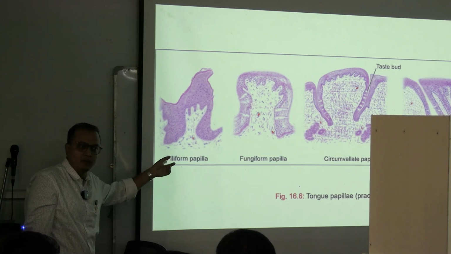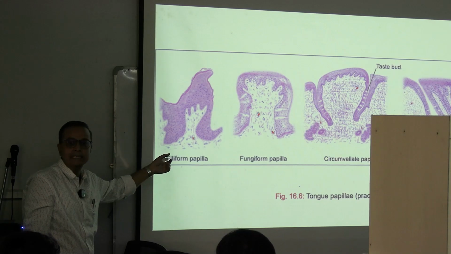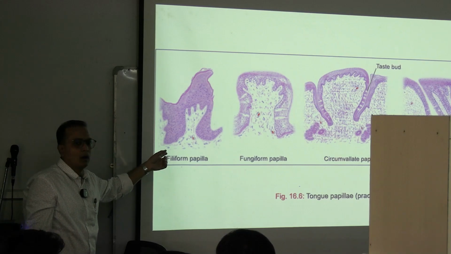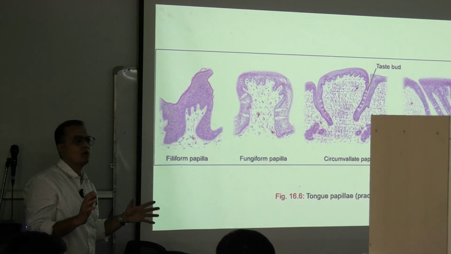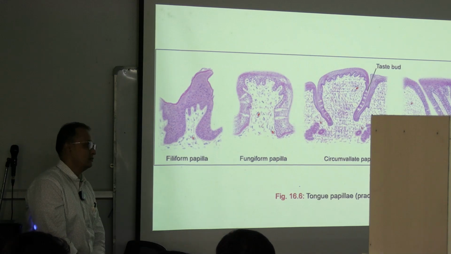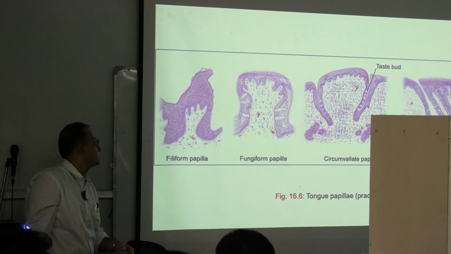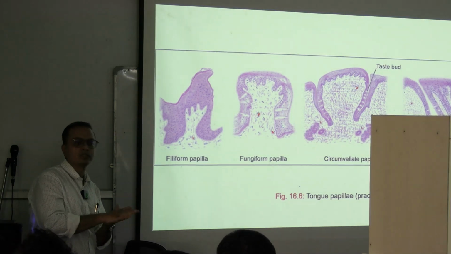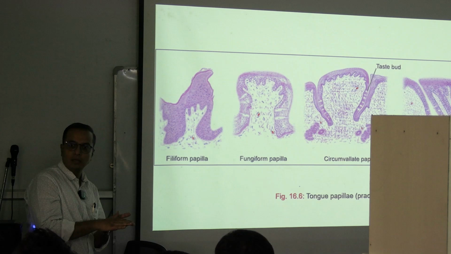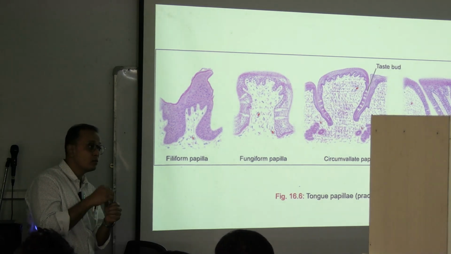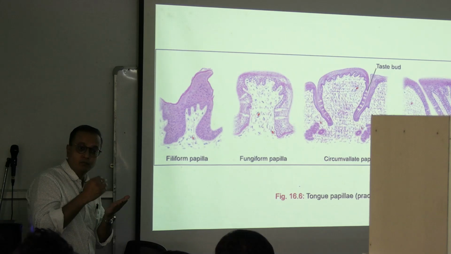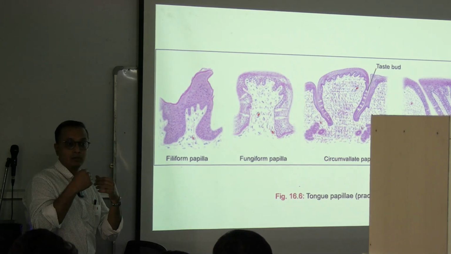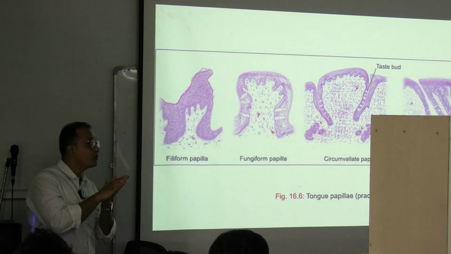Now, the filiform papillae, which are plentifully seen on the tongue, do not have any taste buds in them. So, we are not going to see any taste buds on them. What are they doing? They are making a friction surface. That means they hold the food material, so that whenever you are grinding, the food does not slip away from the mouth. They give some resistance.